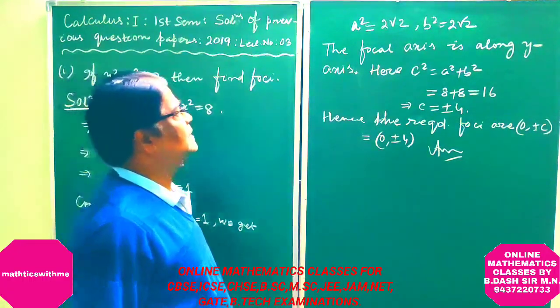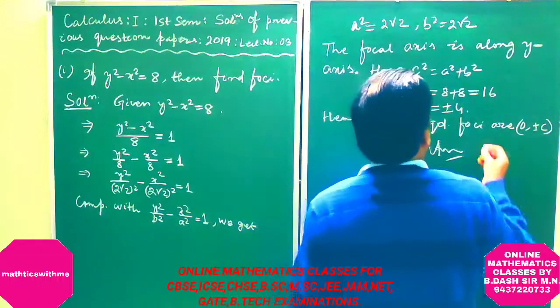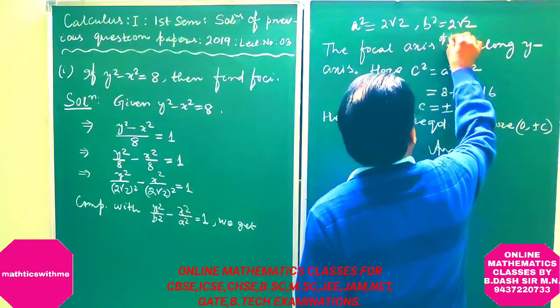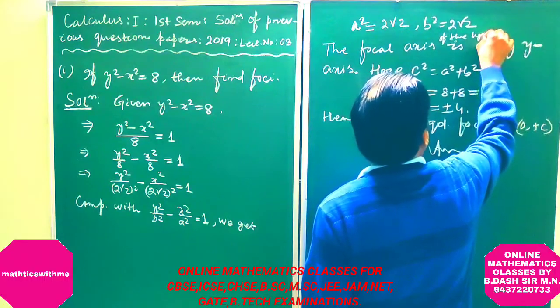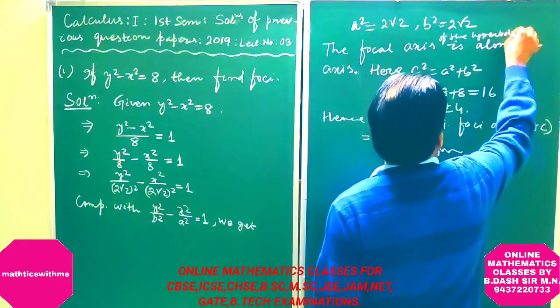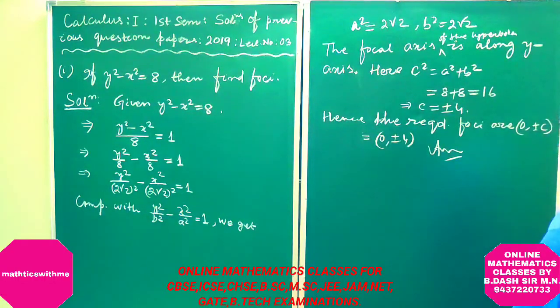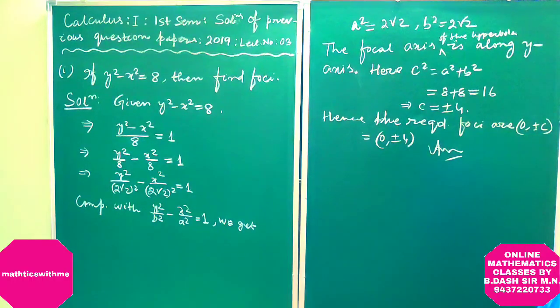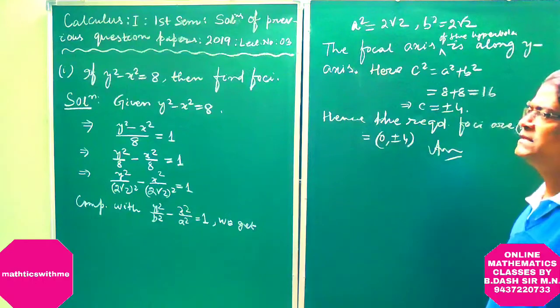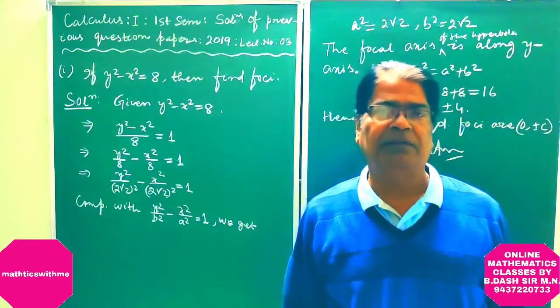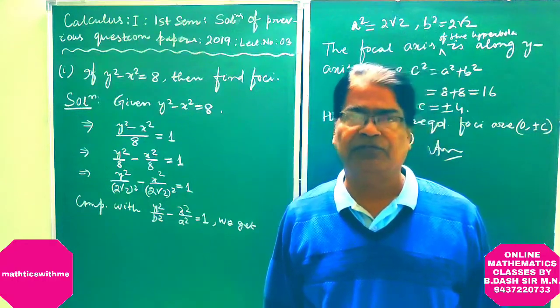So the focal axis of the hyperbola is along the y-axis. So here c square is equal to a square plus b square, which is equal to 16, c is equal to plus minus 4. Therefore, the required foci are 0, plus minus c, which is equal to 0, plus minus 4. Answer. With this, our first problem is solved. Let us proceed to solve the next question.